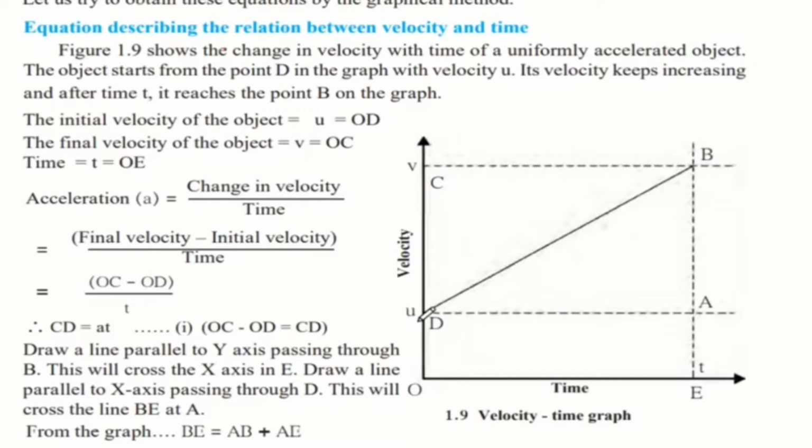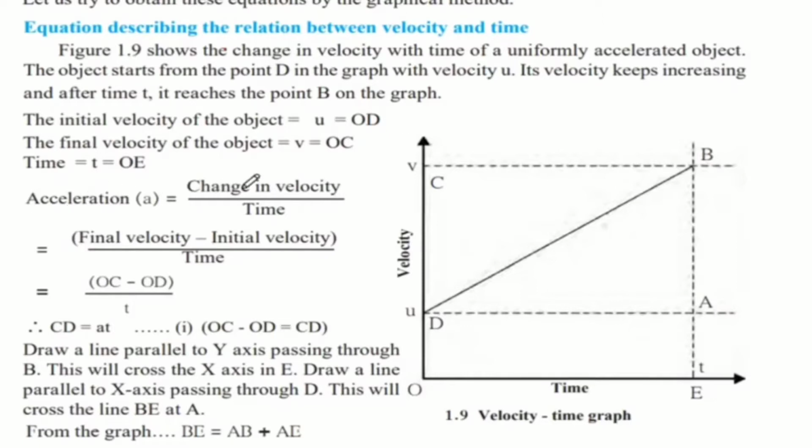This D could be at 0 or it could have an initial velocity of some number, so we will take that as u. The initial velocity of the object is u, that is also equal to OD. The final velocity of the object is v, that is also equal to OC. The time t is OE. So the time taken for the object to reach this final velocity is equal to OE on the x-axis.